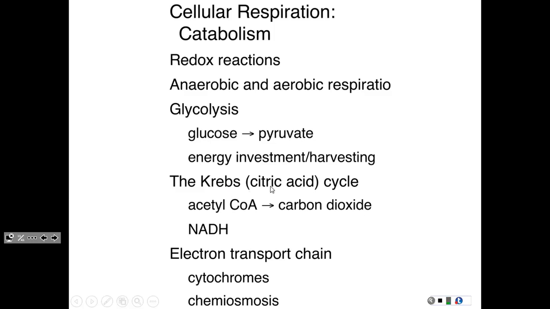He insisted people refer to this as the citric acid cycle. Despite his protestations, a lot of people prefer to refer to the citric acid cycle as the Krebs cycle, just in tribute to him. You'll hear it both ways. They're the same thing. The Krebs cycle, the citric acid cycle, all one and the same thing.